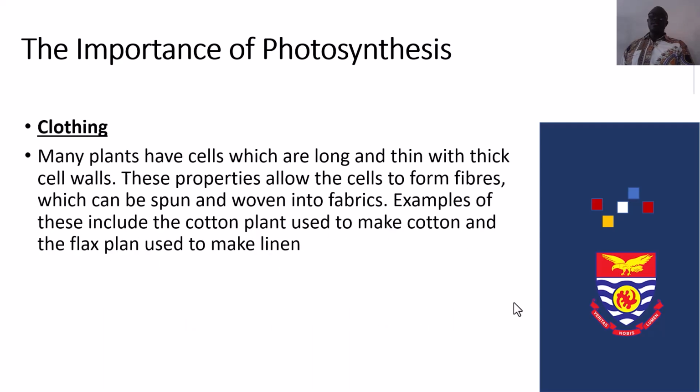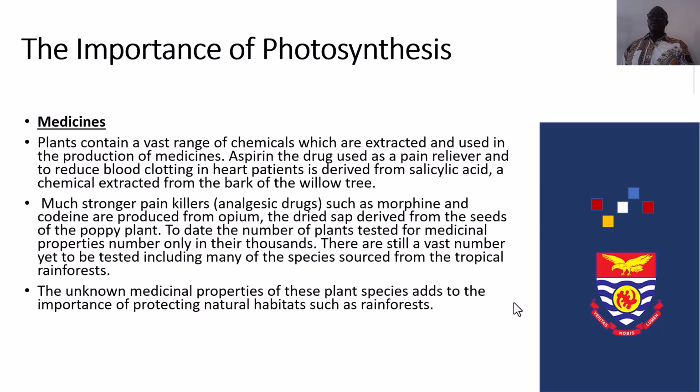Clothing. Many plants have cells that are long and thin with thick cell walls. These properties allow the cells to form fibers, which can be spun and woven into fabrics. Examples of these include the cotton plant, used to make cotton, and the flax plant, used to make linen.